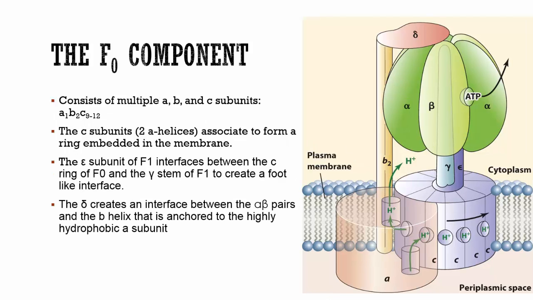The transmembrane F0 subunit is comprised of 1 A, 2 B, and 9 to 12 C subunits. The C subunits associate to form a ring that is embedded in the membrane. The epsilon subunit of F1 interfaces between the C ring of F0 and the gamma stem of F1 to create a foot-like interface connecting the 2 portions of ATP synthase. The 2 portions are also connected via the delta portion that interfaces with the alpha-beta dimers of F1 and with the B helices that are anchored to the highly hydrophobic A subunit.